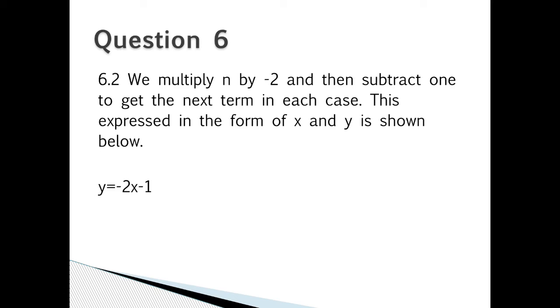In question 6.2, we multiply n by negative 2 and then subtract 1 to get to the next term in each case. This is expressed in the form of x and y and is shown below. y is equal to negative 2x minus 1.